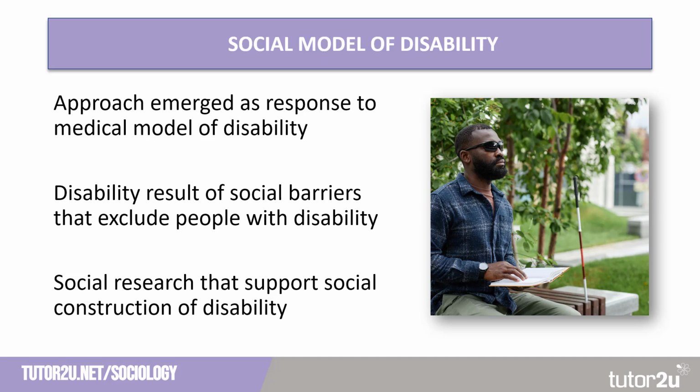The social model of disability is a framework for understanding disability that emerged as a response to the medical model. The medical model views disability primarily as a problem with the individual that needs to be cured or managed. On the other hand, the social model suggests that disability is largely a result of social barriers and attitudes that exclude and disadvantage people with impairments. This model has been influential in shaping disability studies and advocacy and is underpinned by a wealth of sociological research that examines the social construction of disability, the role of institutions, and the impact of social policies.